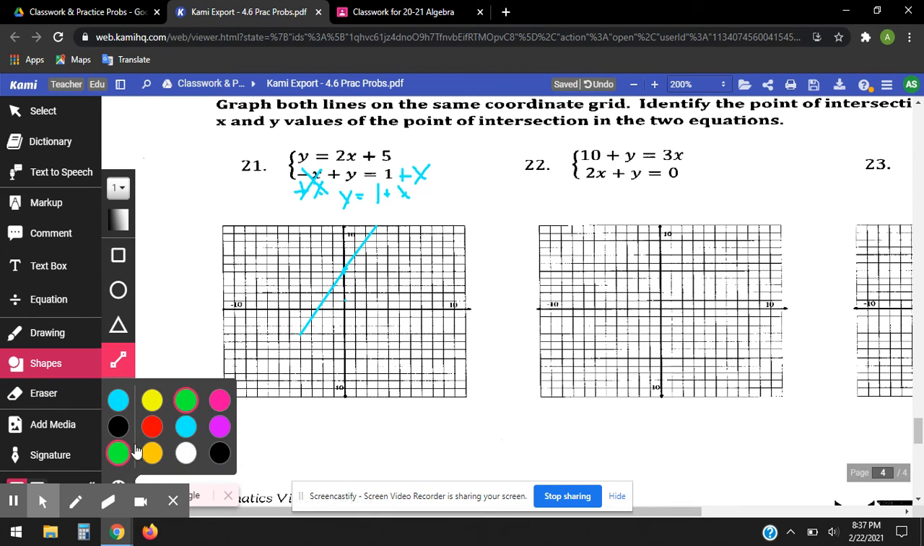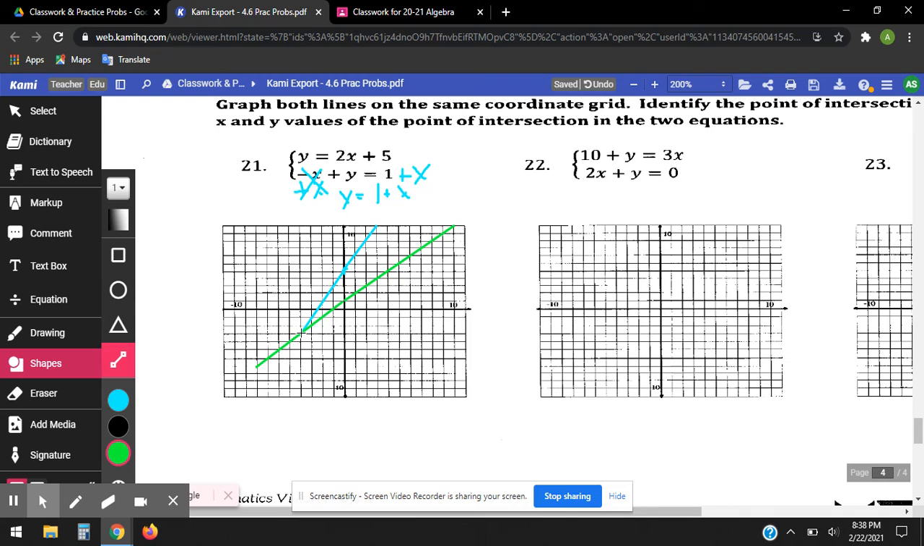Okay, so I'm going to start at 1, and I said I'm going to go up 1 over 1. That's kind of going away from my other line, so I need to go the other direction to make sure I cross. Did I go far enough? Oh, just barely.